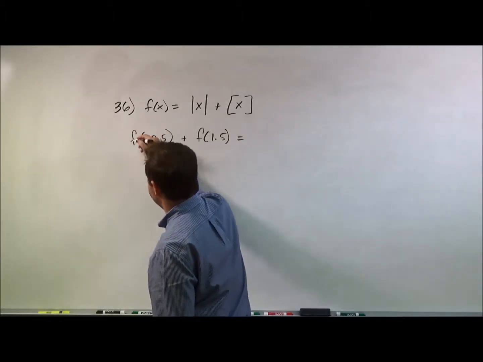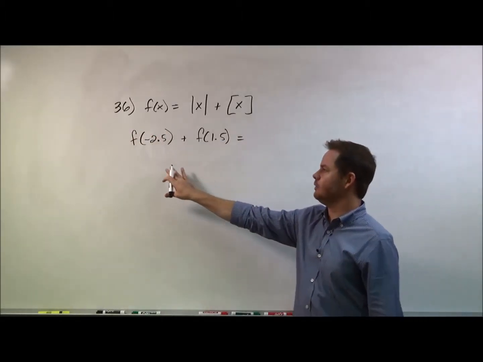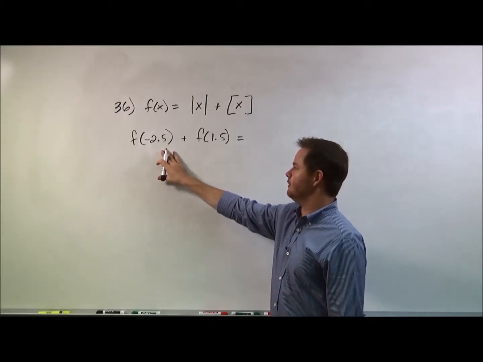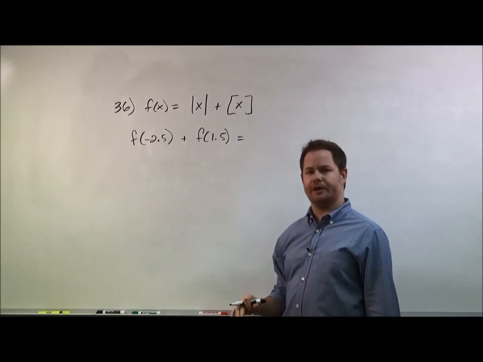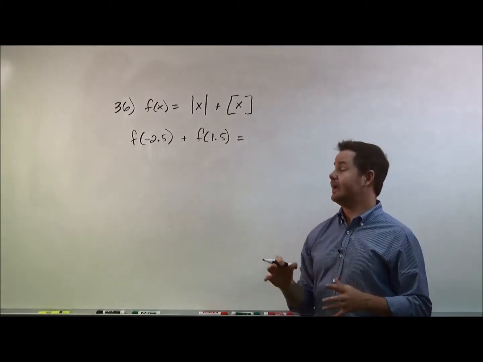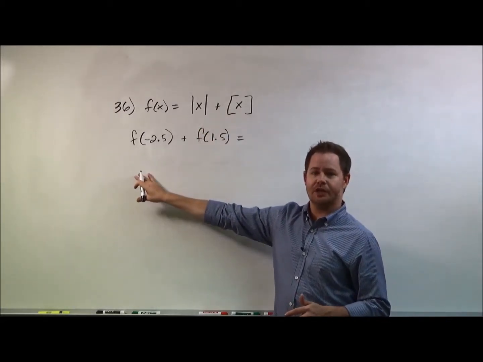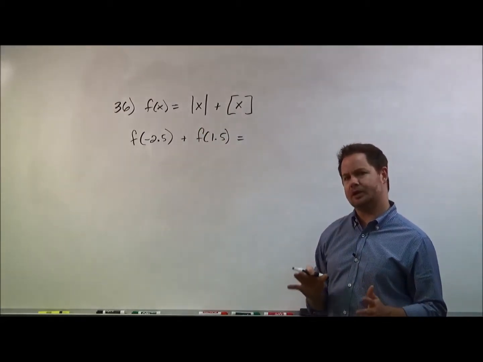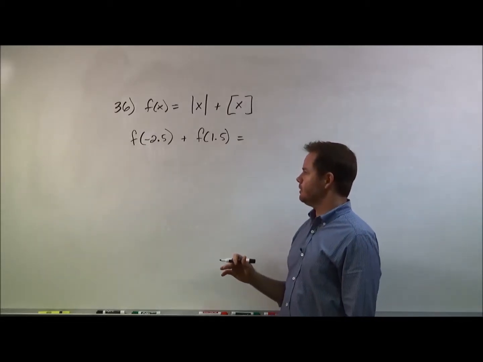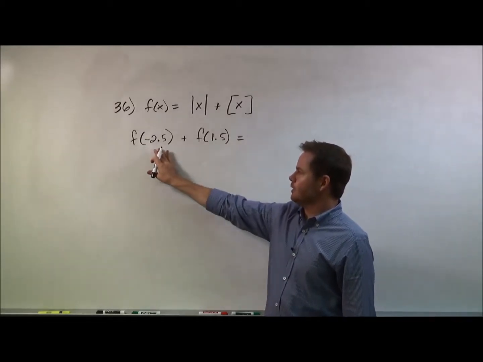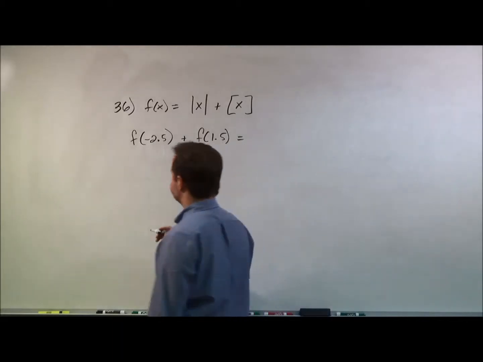Let me add in an f over here. They want to know the value of f of negative 2.5 plus f of 1.5. So when you have f of x as your parent function and then f of a number, it means that you're plugging that number in place of x for each part. So for right now, we're going to work with the negative 2.5.